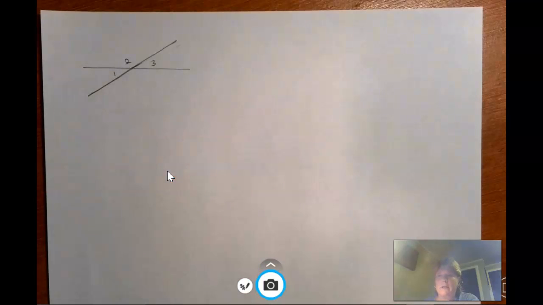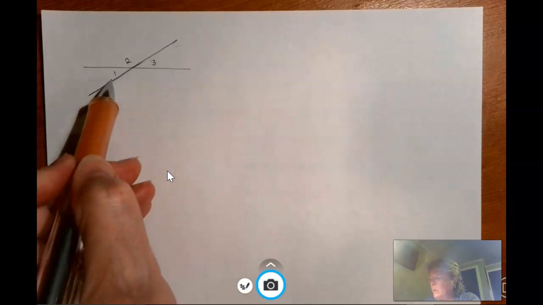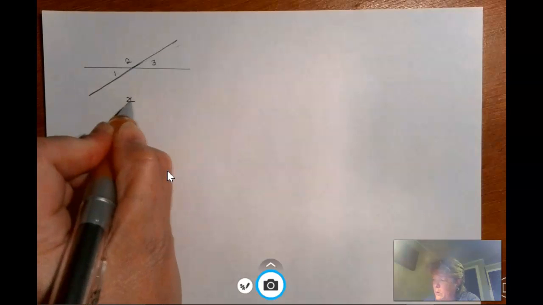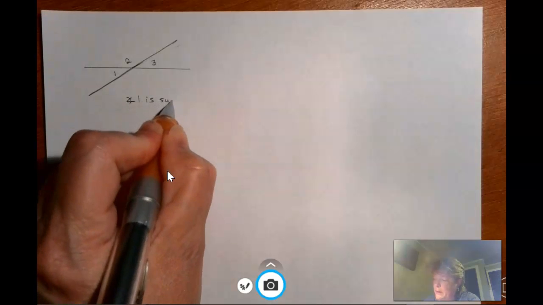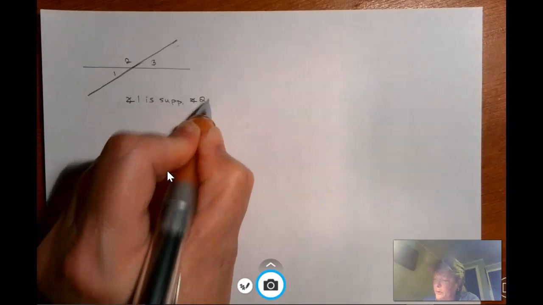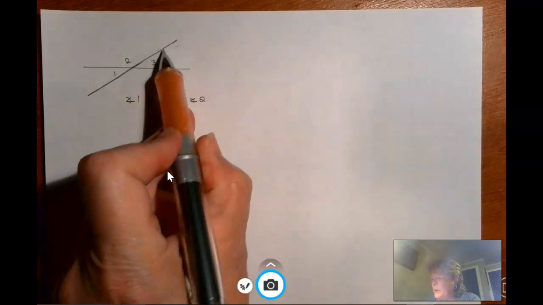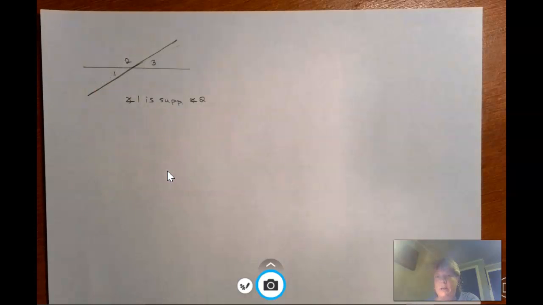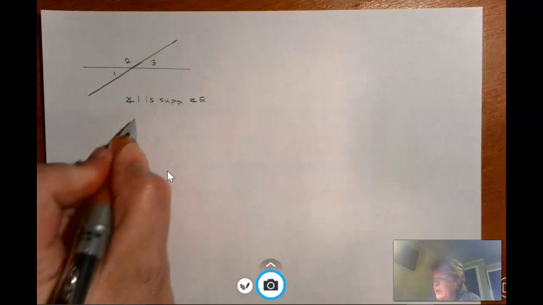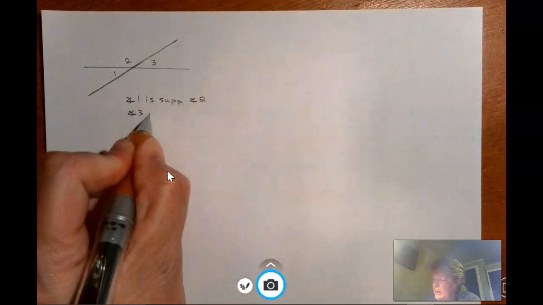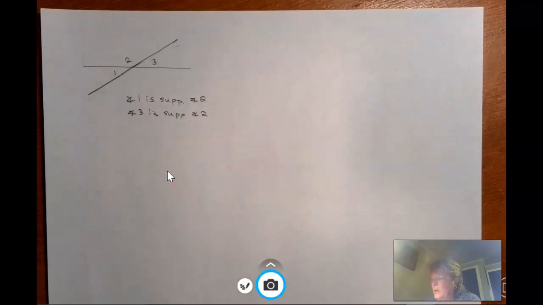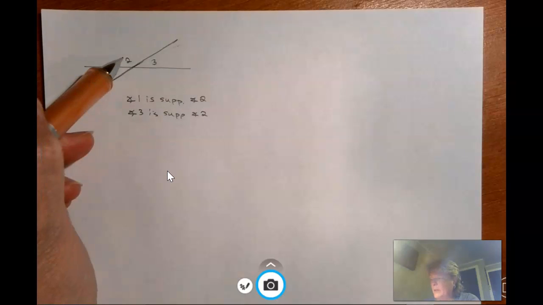So we've got two straight lines that intersect here. So we've got angle 1, angle 2, and angle 3. So I know that angle 1 is supplementary to angle 2, and I know that because if this is a straight line, that's 180 degrees, and these two combine to make that straight line. So that makes angle 1 supplementary to angle 2. And I also know that angle 3 is supplementary to angle 2. So now I have this angle that's supplementary to angle 2, and this angle that's supplementary to angle 2.